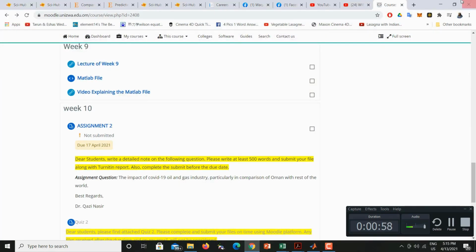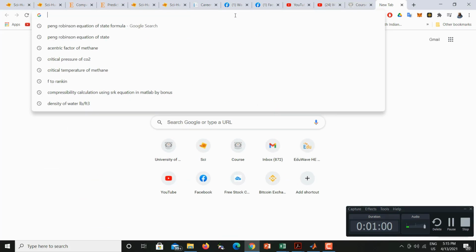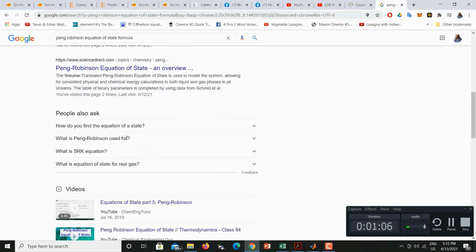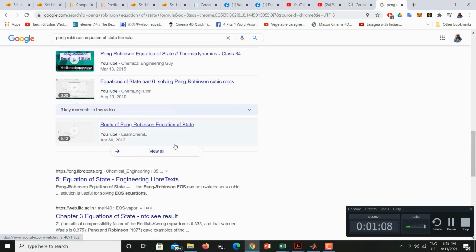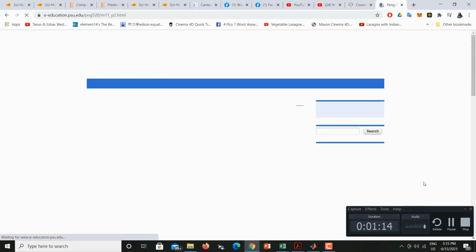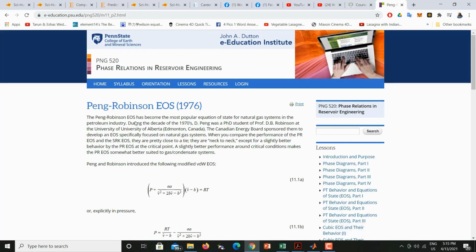So let me open up the browser and write down here. I just want to show you the theory behind what I'm going to do. So what is happening, basically? The Peng-Robinson equation of state. Let me talk about it a little bit, and then we will move to MATLAB.